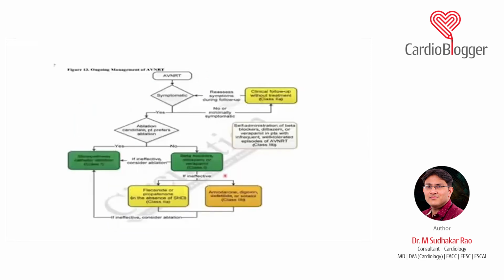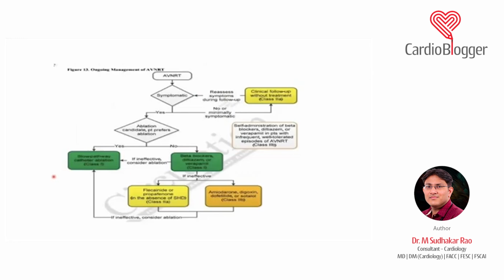So as I told you, if the patient is symptomatic, then the first choice of therapy always remains the ablation, and it is the slow pathway. We know that there is a slow pathway and there is a fast pathway. So it is the slow pathway which we have to ablate.